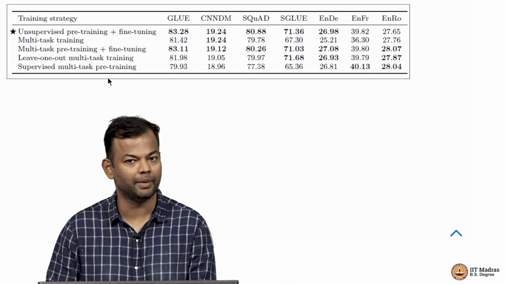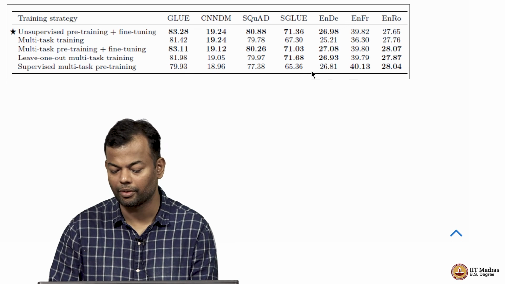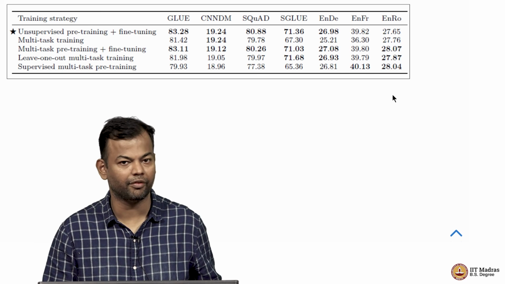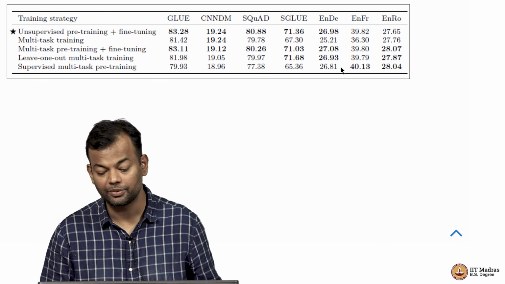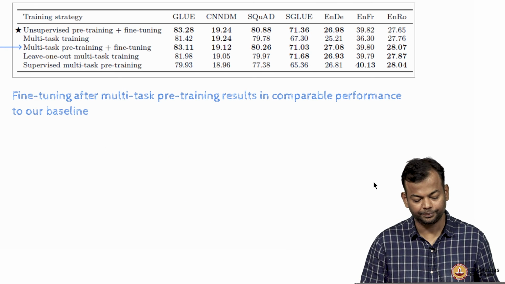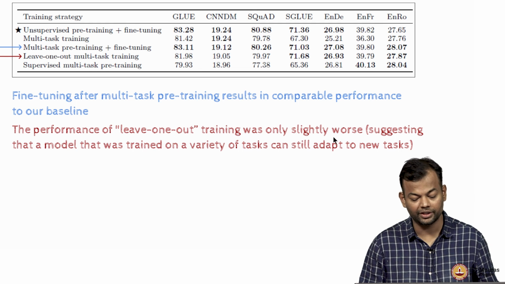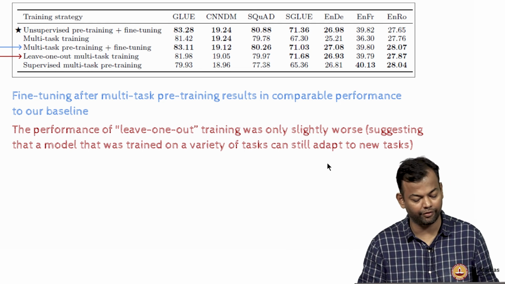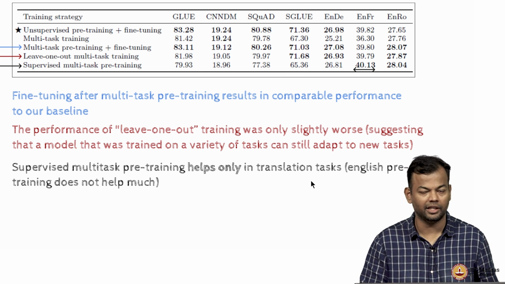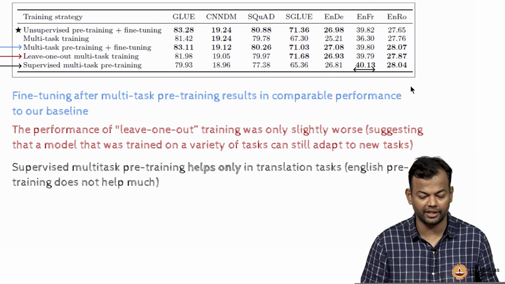The last row is just supervised multitask pre-training, so there was no unsupervised objective during training, and you can see that across the board the performance is generally lower for that, right, except for translation tasks where it performs better, because for translation tasks you have much more data in these three language pairs that are evaluated here, right. So again, fine-tuning after pre-training is comparable to our baseline. The performance of leave one out is only slightly worse, which indicates that it's okay if you leave a few tasks out of pre-training. And supervised multitask learning helps only in translation. That's the only task in which the pre-training sort of seems to be useless. But in all other tasks, it sort of is beneficial, right?